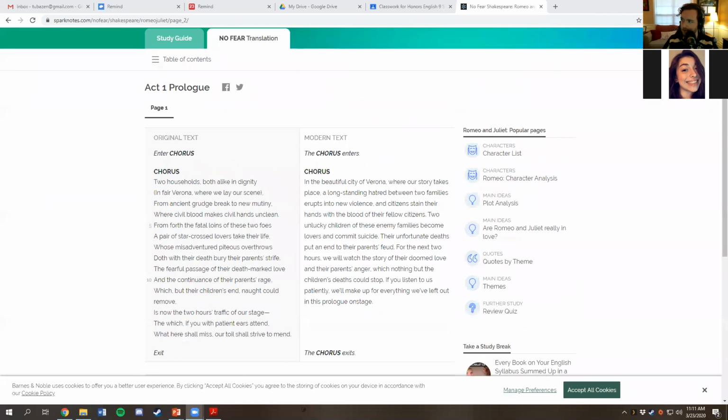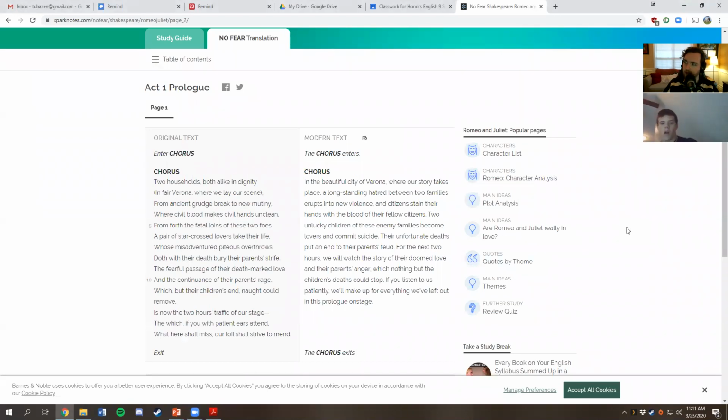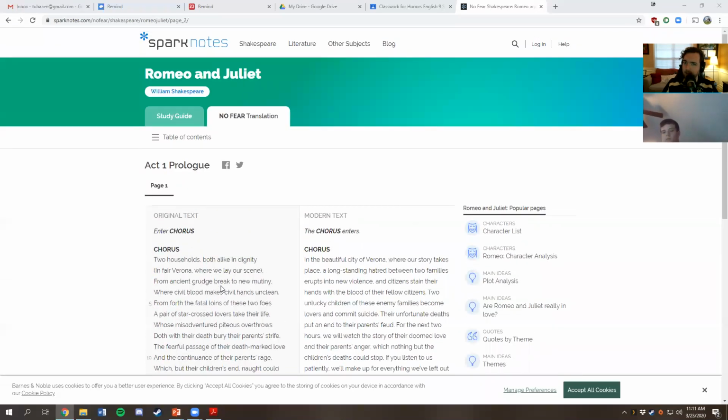It has a translation right beside the actual text of the play. It is a very straightforward way to read Romeo and Juliet because it allows you to basically just know exactly what is being said.